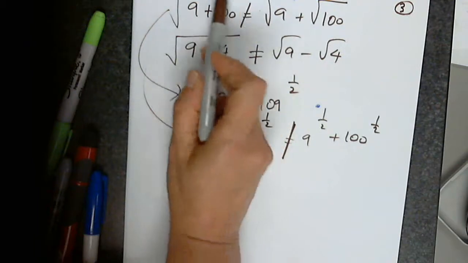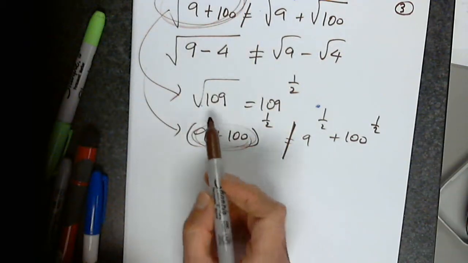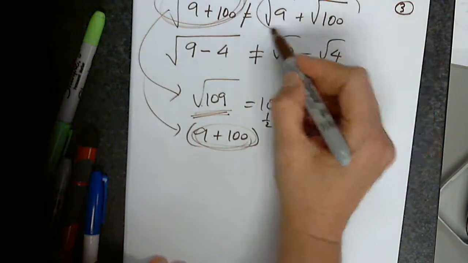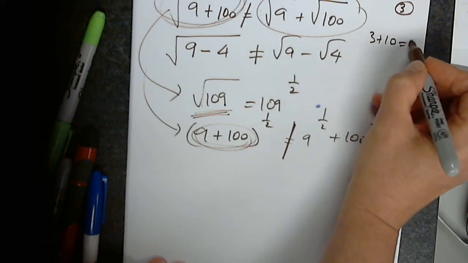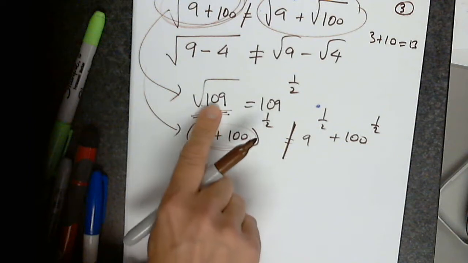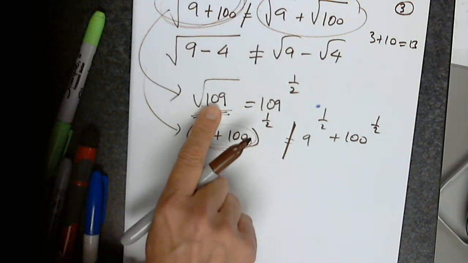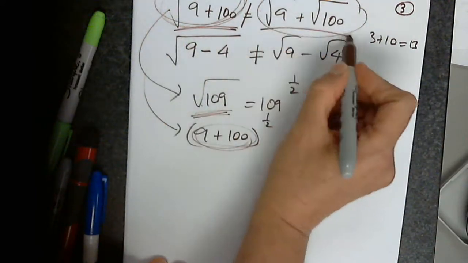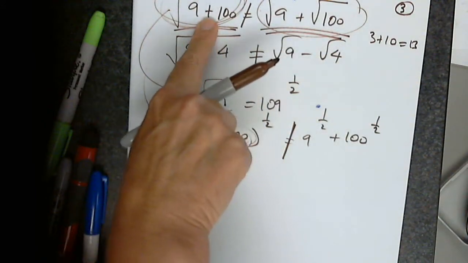So this side is this. But this side is 3 plus 10, which is 13. Well, 13 squared does not equal 109. So that's why this side will never equal this side if the radicand is a sum.